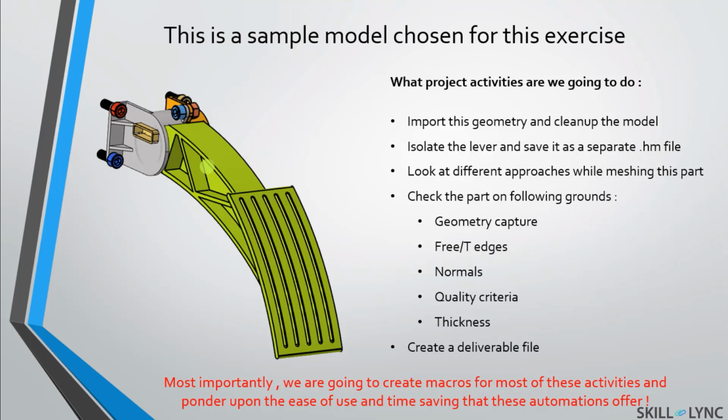So what are we going to do in general? We are going to import this geometry and clean up the model. Then we are going to isolate the lever and save it as a separate .hm file because we are just going to work on that lever.